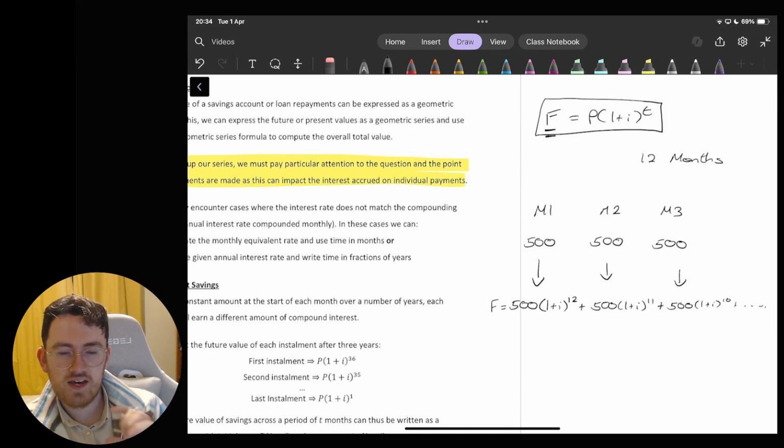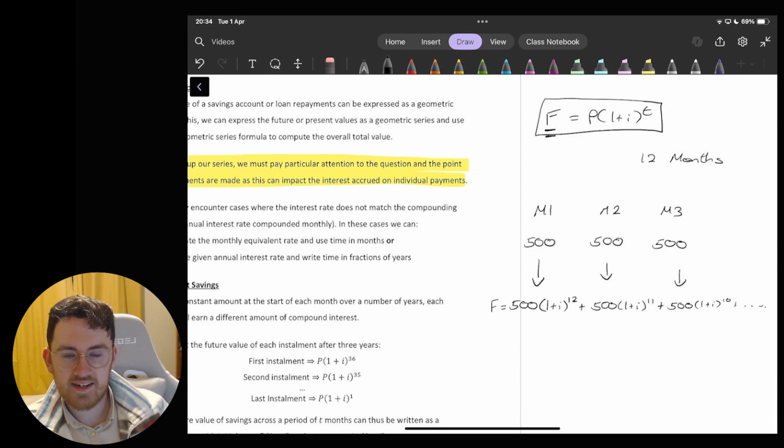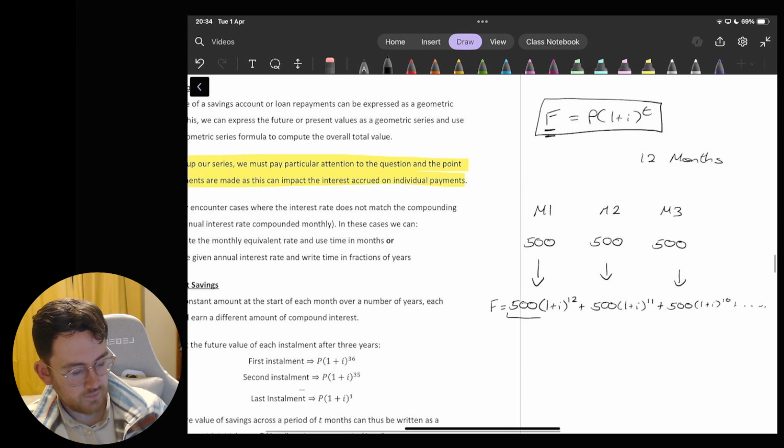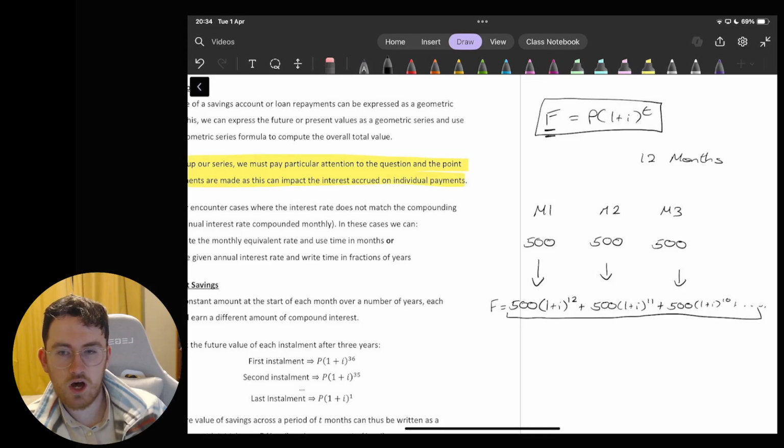So actually the €500 I put in at the end of the 12 months is worth more than €500, and obviously that's going to be largely dependent on the interest rate and the growth rate overall. But I suppose the more important thing to consider here is that we started by looking at each individual payment or each individual investment, but at the end we end up with a sum which we hopefully recognize as a geometric series with a common ratio.